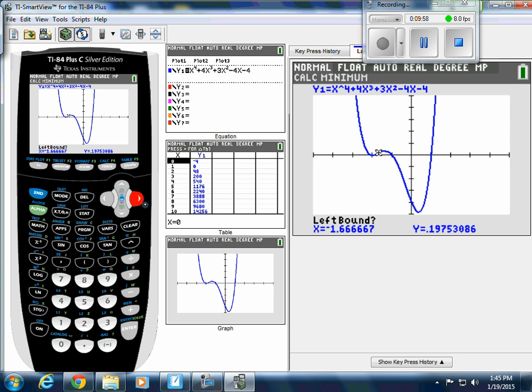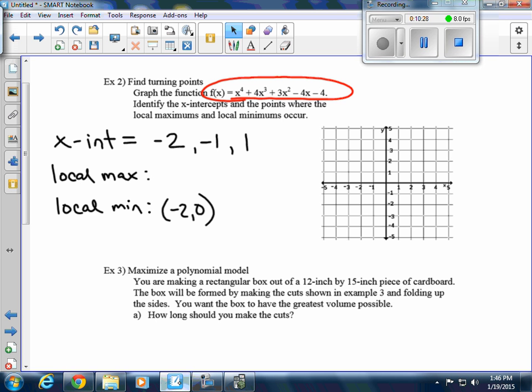And I have to go to a point on the left. So here's a point on the left of the minimum. Here's a point on the right of the minimum. And then right there, it looks like it's pretty close. And so it's going to be 0.37 and negative 4.85. So we're going to have two local minimums.